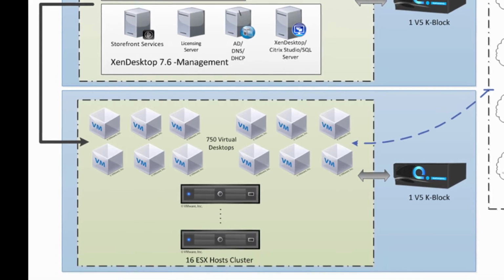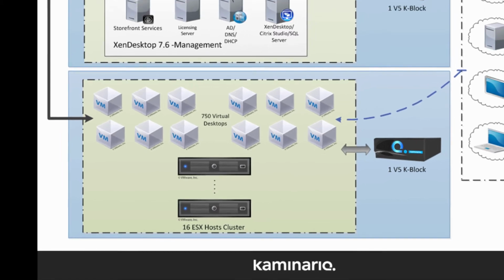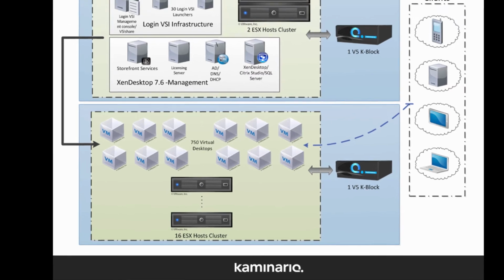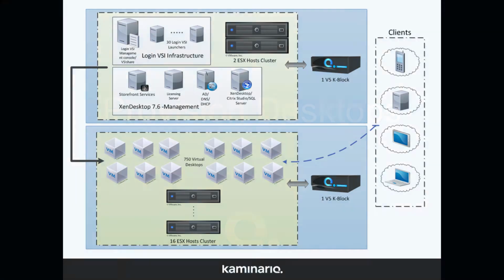The second cluster consists of 16 ESX hosts which are hosting 750 desktops and is connected to a second single K-block K2 array. Although a single K-block K2 is more than capable of providing the required storage and performance for both management and desktop ESX clusters, for the sake of proper benchmarking, we use two K2 arrays to demonstrate the performance of the desktop VMs isolated from the load created by the management VMs.